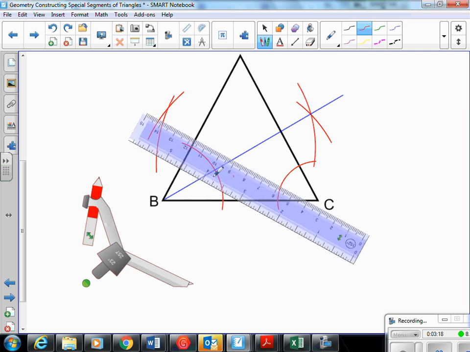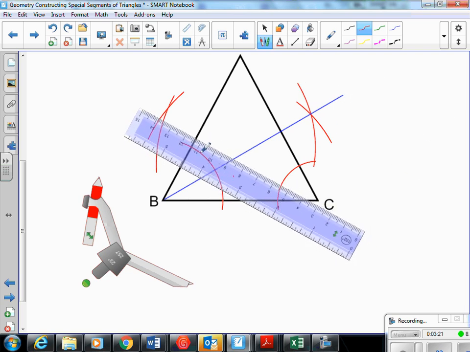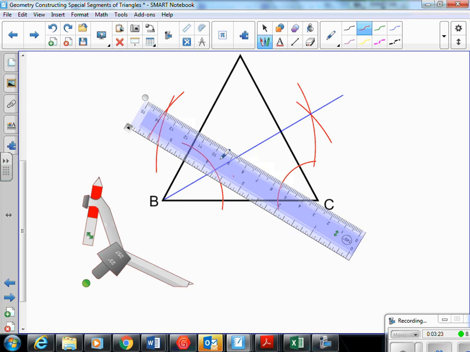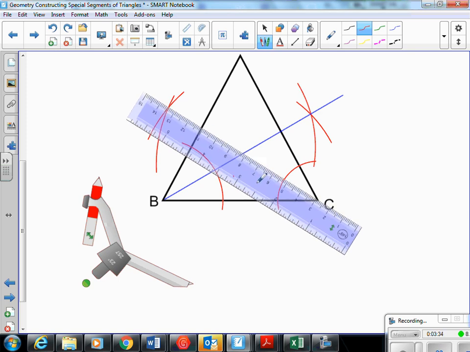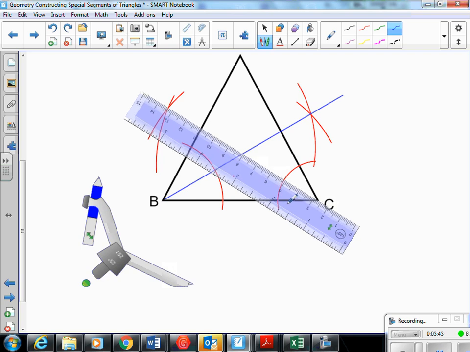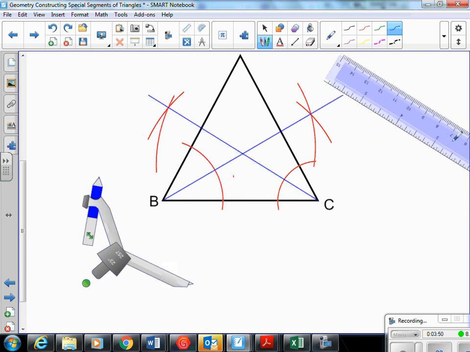Bring in our straight edge, line up the vertex point C with the intersecting point of those two arcs. And so there we have two angle bisectors which are intersecting right here. So this point would be our incenter.